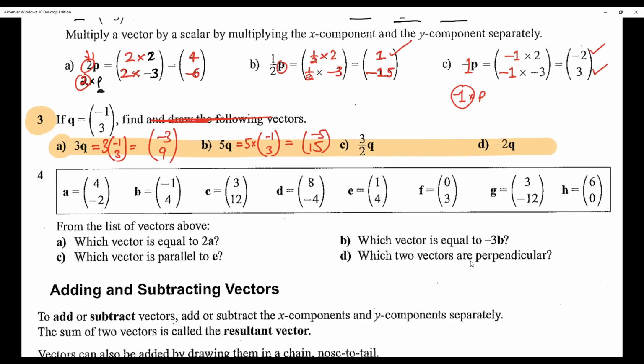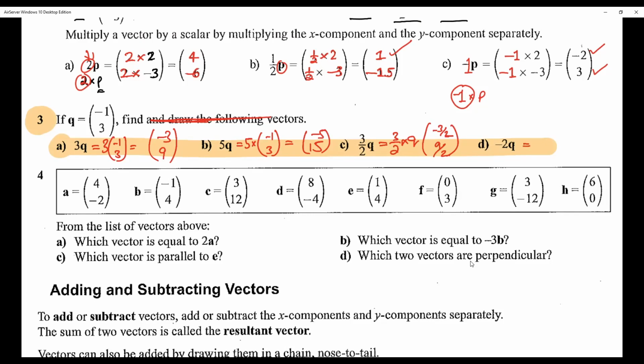Next one, Anaya. What does 3 halves Q mean? Anaya, you've muted at the moment. You need to unmute yourself. 3 halves times minus 1 and 3. So that gives you what? Minus 3 halves. And then what happens when you do 3 halves times 3? 9 over 2. Just leave that, that's fine. Okay, lovely.